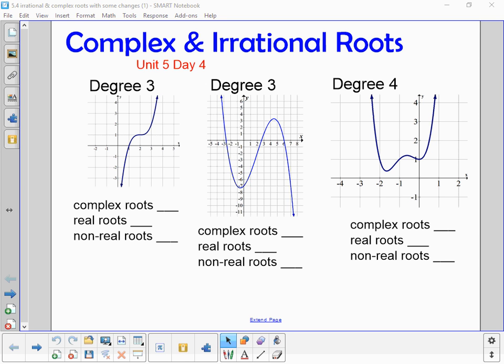All right, this is the final lesson of Unit 5, so Unit 5, Day 4. Today we'll be talking about complex and irrational roots. So I want to review quickly this for a minute from last unit.